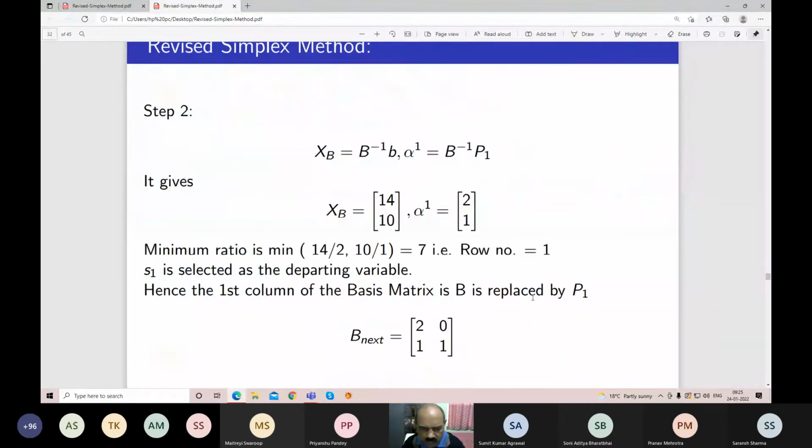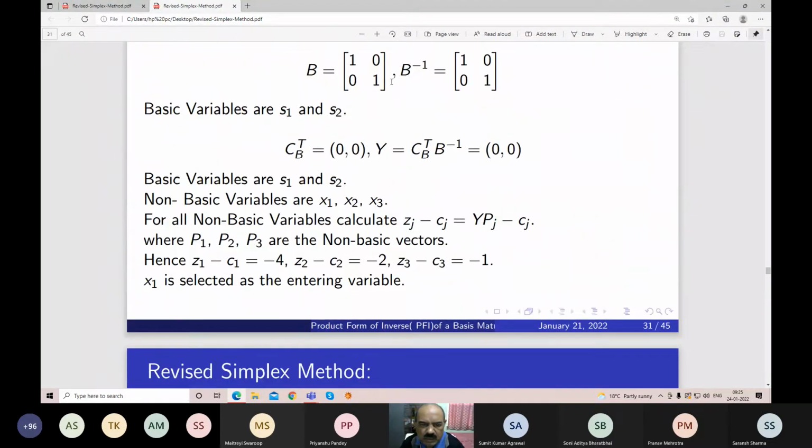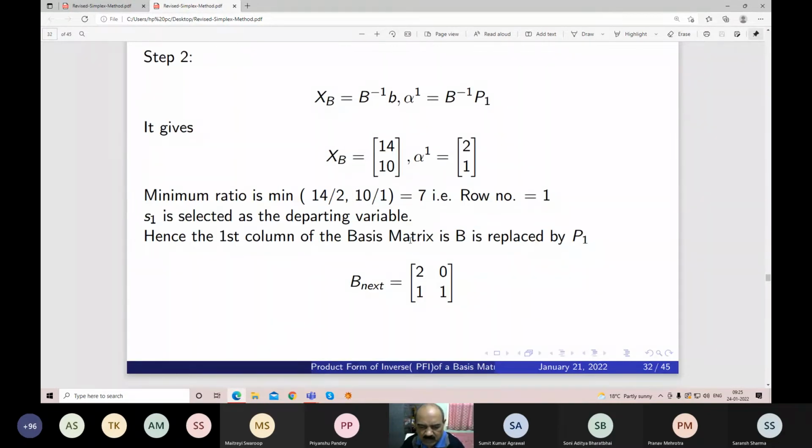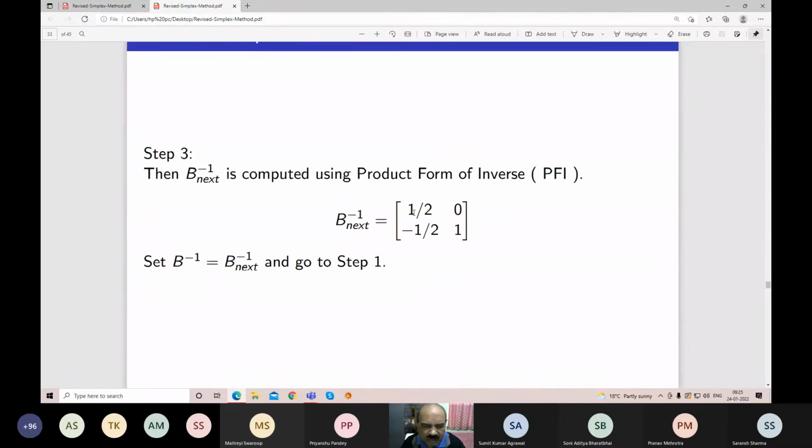Initially B was 1 0 0 1. Now once you have replaced 1 0 with 2 1, the new basis is like this: 2 0 1 1, row wise 2 0 1 1, or you can say 2 1 0 1. So once B nest is known, we can find its inverse. B nest inverse equals 1 by 2, minus 1 by 2, 0, 1. So this is our B nest inverse.